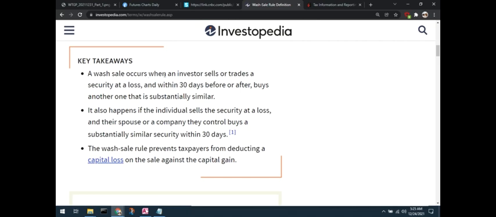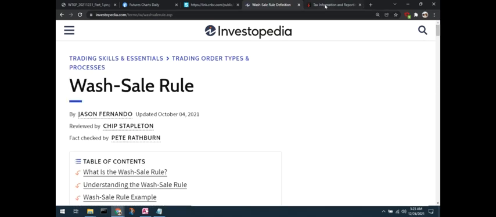A wash sale occurs if you sell or trade a security at a loss within 30 days before or after you buy it back, or one that's similar, and essentially then you can't deduct it from your taxes. If you don't wait the 30 days, it's considered a wash sale. You cannot deduct it from your taxes. So that's the net of the wash sale. Again, I'll let you read that in more detail.